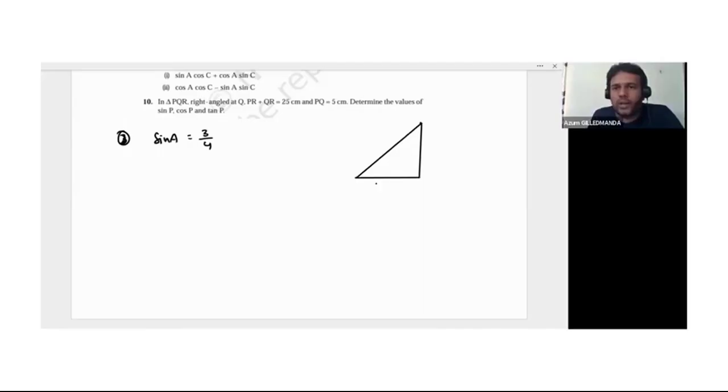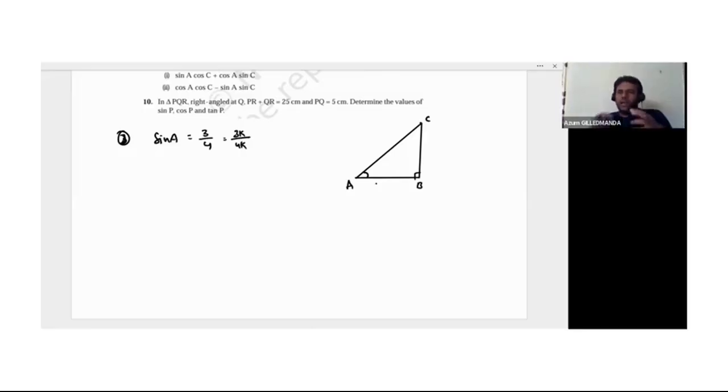Okay, so this is our right angle triangle, and they're saying the angle is at A. So I'll take this as A, and this as B, and this as C. Now, sin A is given as 3 by 4. So can I say with some constant, 3k by 4k? I can do that, right?